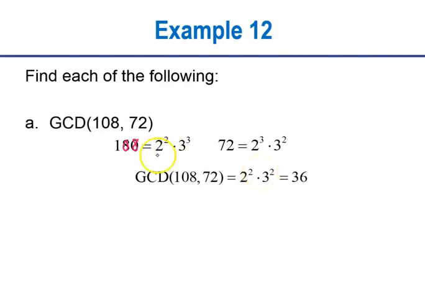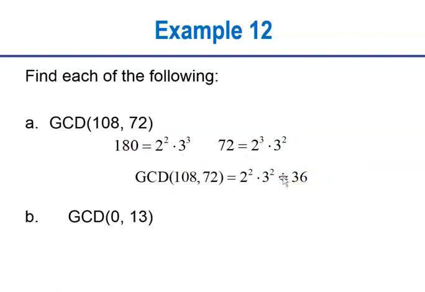Again, the lowest. So again, recap. 2 squared versus 2 to the third. You use the lowest of the two. 3 to the third versus 3 squared. We use the lowest of the two. And then when you multiply those together, you get 36.